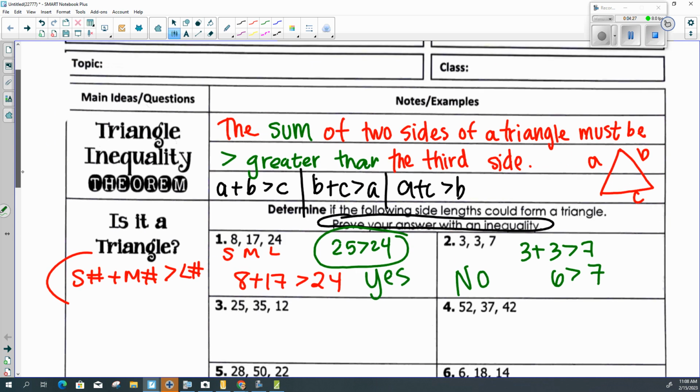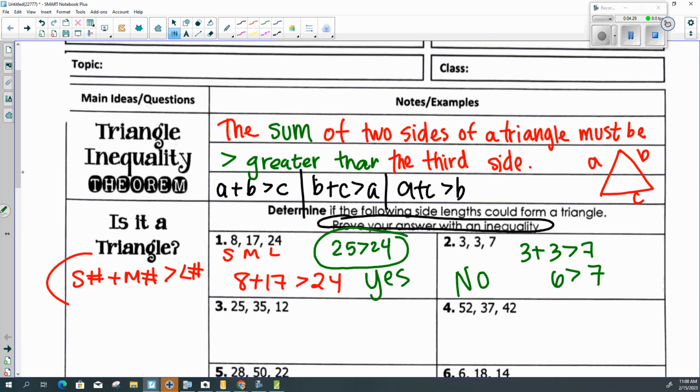If you want to try all 3 equations, you can, but all 3 have to be true for it to make a triangle. So normally 2 of the equations will be true, and then the third one is the iffy one. When you add the small side and the medium side, that's the only one that's going to be iffy.